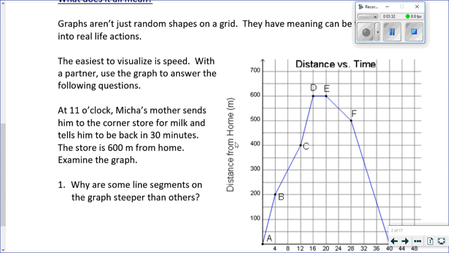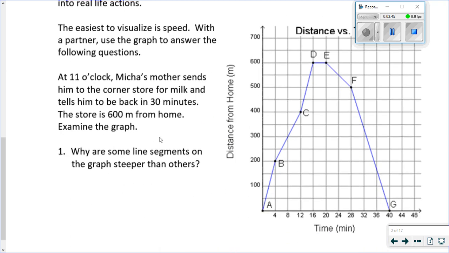Probably the easiest one to visualize this is with speed, because every one of us has sped at some point or another, or at least been with our mom or dad while they've been speeding down the road. We all understand the concept of moving. So here's the scenario. At 11 o'clock, Micah's mother is sending him to the corner store and tells him to be back in 30 minutes.